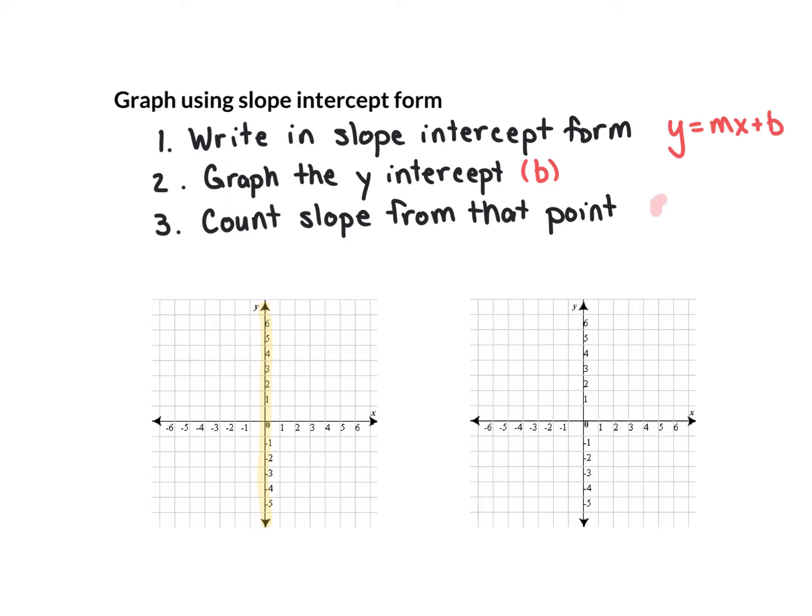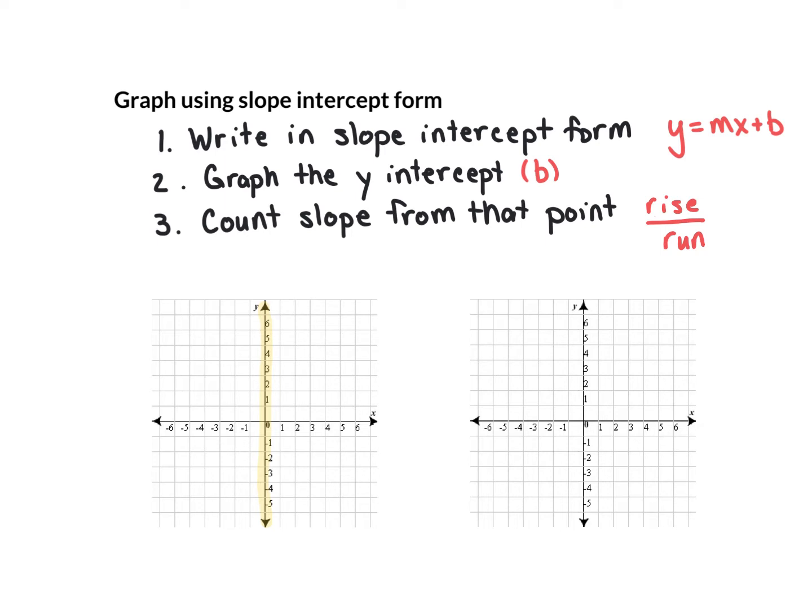Remember that slope is rise over run. So when we do that, we are going to make sure that we are going both up and over. You can go in either direction, and I'll show you that when we do a couple of examples.